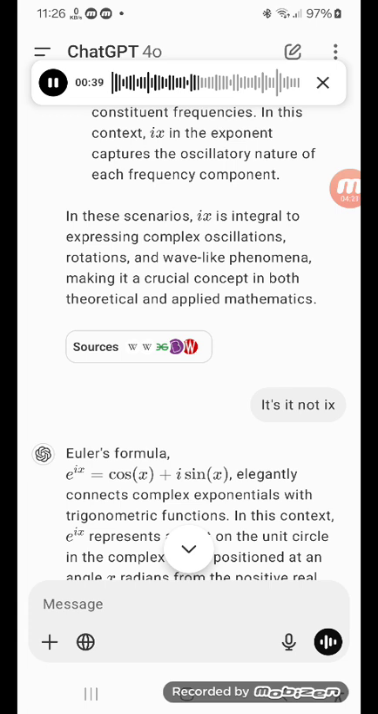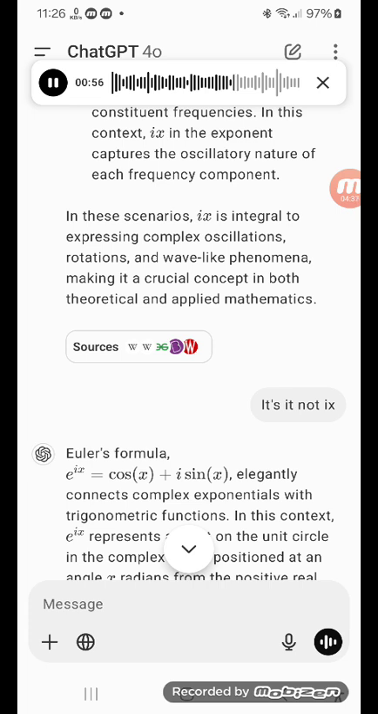Differential equations. In solving linear differential equations with constant coefficients, solutions often involve terms like e^(ix). Here, ix appears in the exponent, leading to solutions that combine exponential growth or decay with oscillatory components.